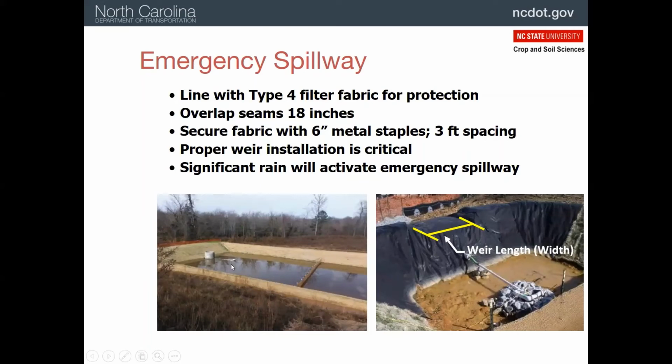Now, if we're temporarily using a stormwater basin, which you see here, as a skimmer basin, then the emergency spillway is actually the pipe that you see here. It may be a concrete pipe, it may be corrugated, and that's where the water is going to go when the basin fills up. That's the equivalent of this spillway.